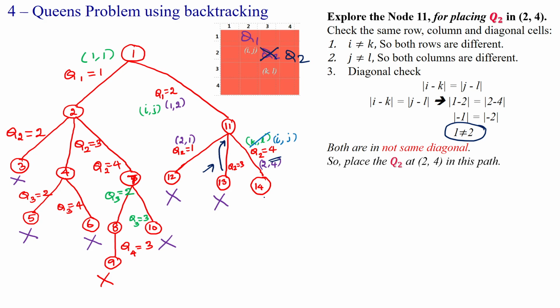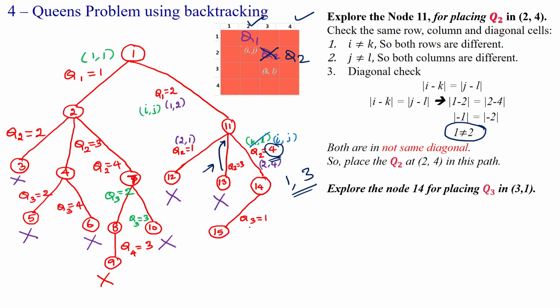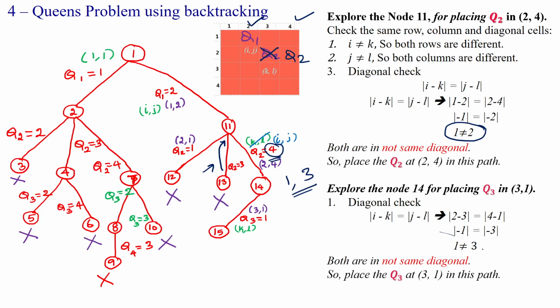Right, now explore node number 14 for placing queen number 3. What two options are there for node 14, right? Queen 2 is placed in the fourth column and queen 1 is placed in the second column. The two remaining options are column number 1 and column number 3. We will check with column number 1 for queen number 3. When you are checking the index values for the diagonal check, queen number 2 and queen number 3 are both in different positions. So queen number 3 is placed in the third row, first column, okay, 3 comma 1, right?